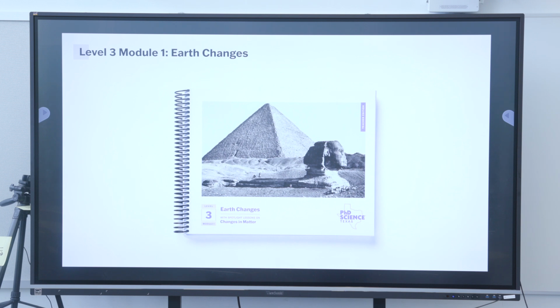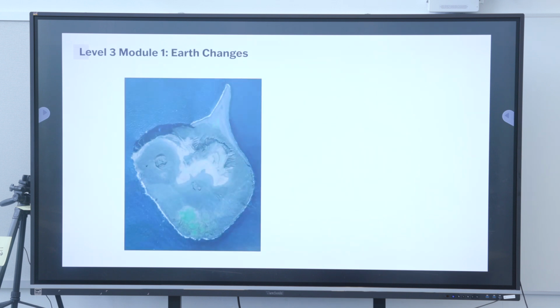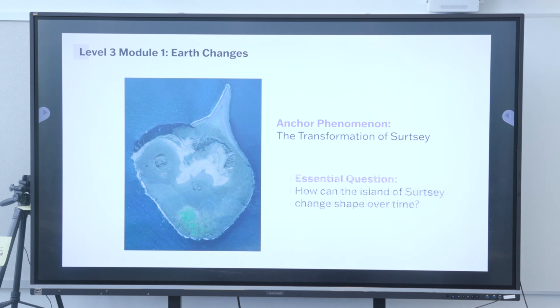The journey begins in Module 1 with Earth Changes, with spotlight lessons on changes in matter. In the Earth Changes module, students explore the anchor phenomenon, the transformation of Surtsey, an island that formed from an underwater volcano and then changed dramatically over the next several decades. As students learn and discover, they consider this essential question: how can the island of Surtsey change shape over time?